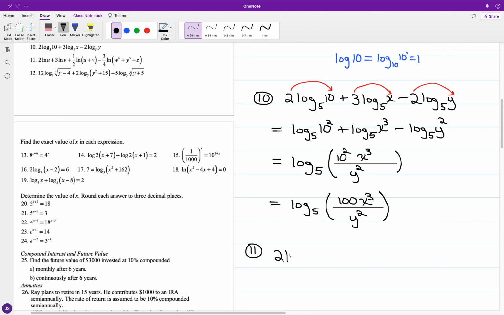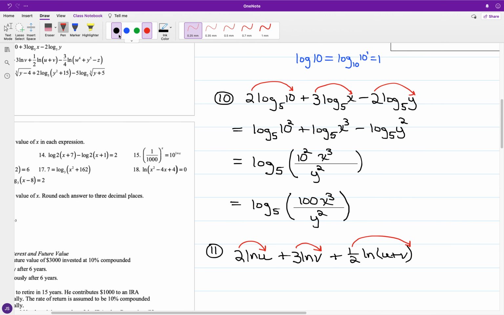So you have 2 times the natural logarithm of u. Again, 2 is going to become an exponent. And next in line we have plus 3 times the natural logarithm of v. So 3 is going to become an exponent. And we have plus 1/2 of the natural logarithm of the quantity u plus v. And again, the coefficient 1/2 is going to be written as a power.